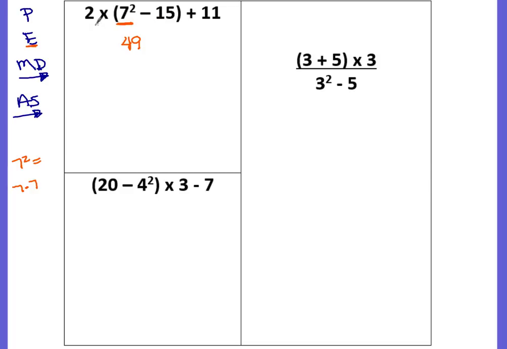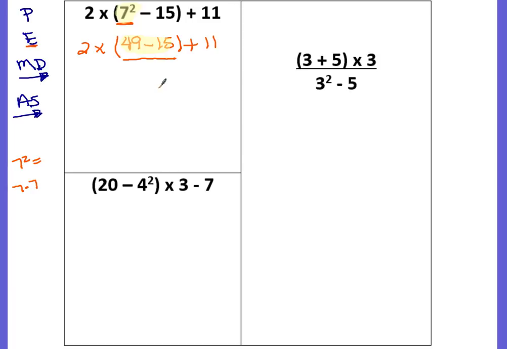That was the first step. You do one thing only. Bring down everything else. Whatever's not underlined, or if you highlighted, whatever's not highlighted, you need to bring down. So I'm going to bring down the 2 times the parentheses, bring down the minus 15, parentheses, plus 11. Now we have a new problem. What are we going to do here? Parentheses, do we still have parentheses? Yes. 49 minus 15. So we need to take care of this first.